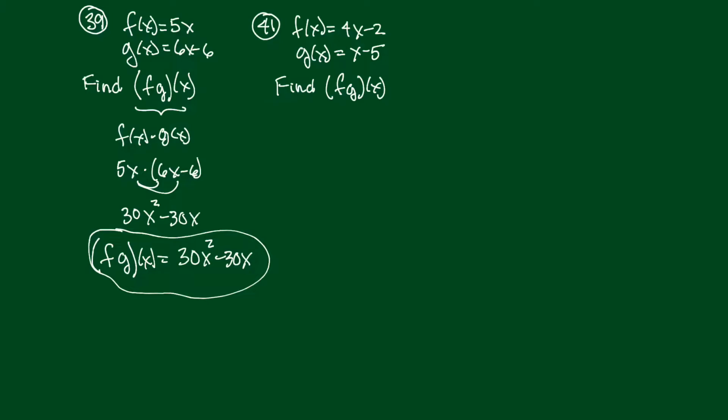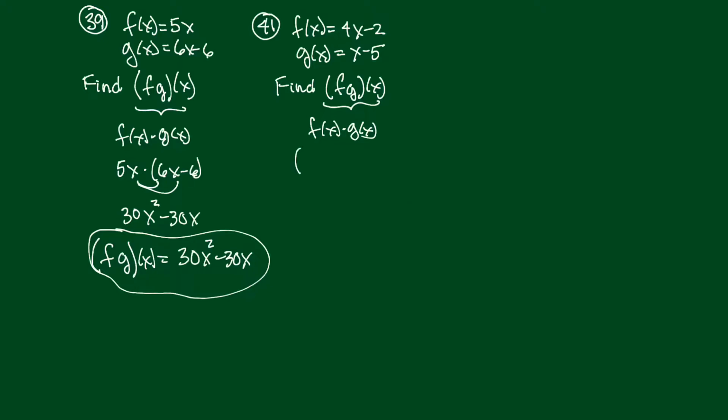41, we're given two linear functions, 4x minus 2 and x minus 5, and I want to create a new function by combining f and g together and calling the new function fg. Since we're multiplying them, why not call it fg, the product? I can do this if I realize that the notation means f of x times g of x. So let's multiply those together.